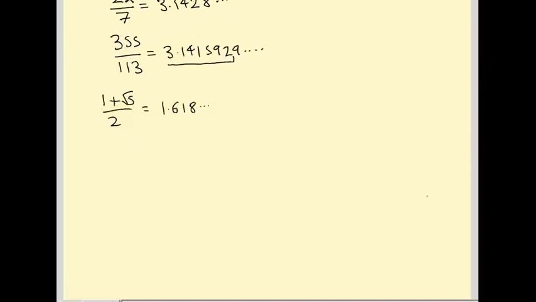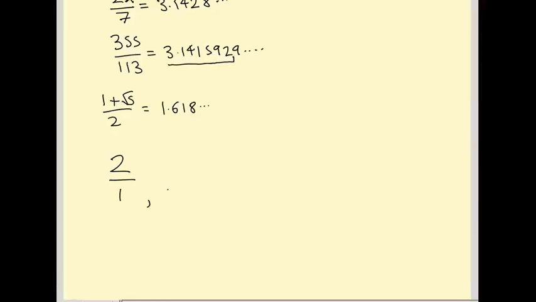So what's the smallest possible denominator we could allow in a fraction? Well, 1 is the smallest possible denominator. So what is a fraction with 1 in the denominator? It's just an integer. So what's the closest integer to 1.618? It's 2, right? 2 is closer to this than 1. So 2 over 1, with 1 in the denominator, is a fraction which approximates this. And it's the closest thing with a 1 in the denominator.